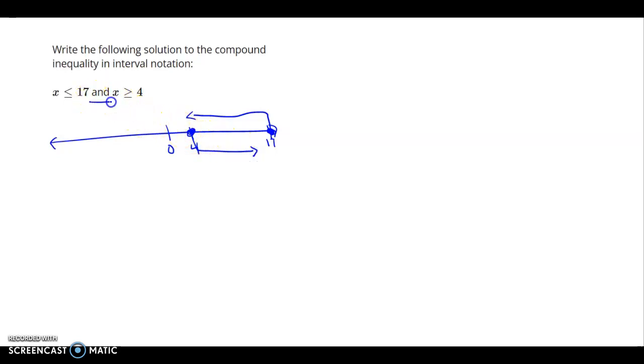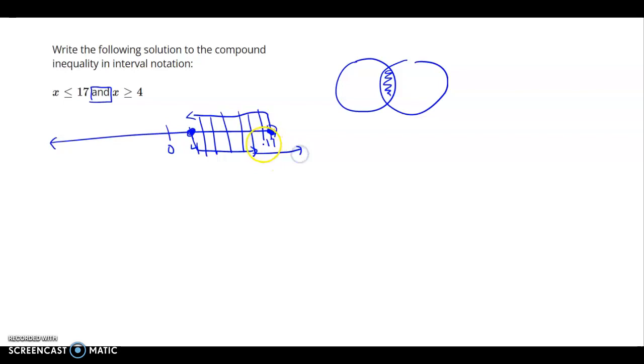Now this is "and." This means the intersection, and so we're looking at places where they both are. If you think of it as a Venn diagram, it's like we're looking at the numbers that are in both sets. Okay, so another way to think of it is you're looking where these lines both are. So we can see the lines keep going, but only between 4 and 17 is where they intersect.